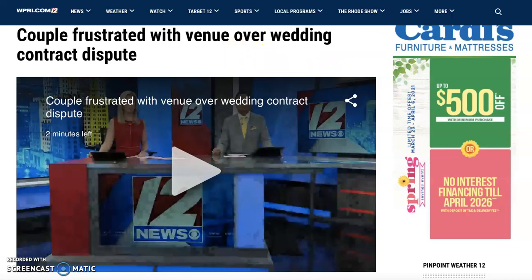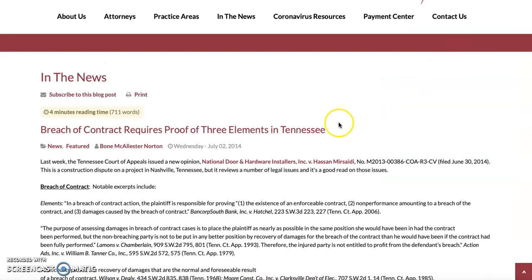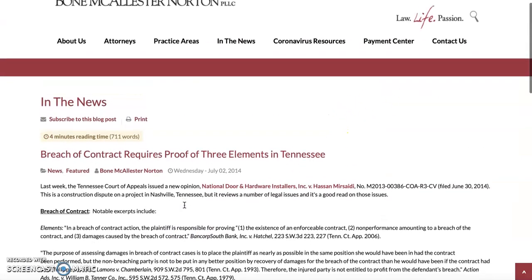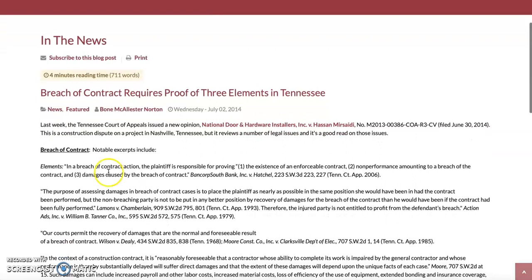So let's go over really quick the elements of a breach of contract case. According to this website, in a breach of contract action, the plaintiff is responsible for proving one, the existence of an enforceable contract. The example of the contract that the party signed is in the video that I embedded in this post. So yes, there is an existence of an enforceable contract.